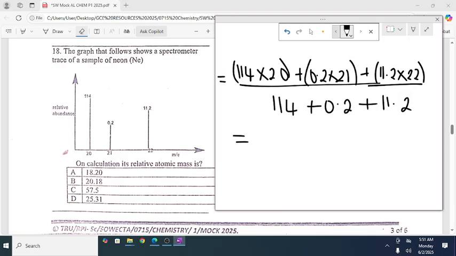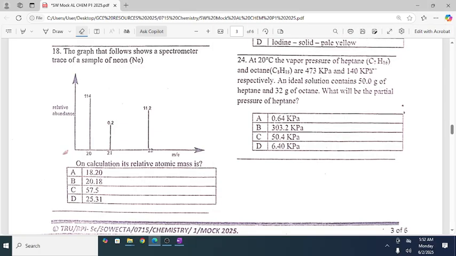So let me punch in 114 times 20 plus 0.2 times 21 plus 11.2 times 22, divided by 114 plus 0.2 plus 11.2. I get 20.18 as my answer. So option B is correct. It means that my initial guess was right. So that's what you do. Option B is correct.